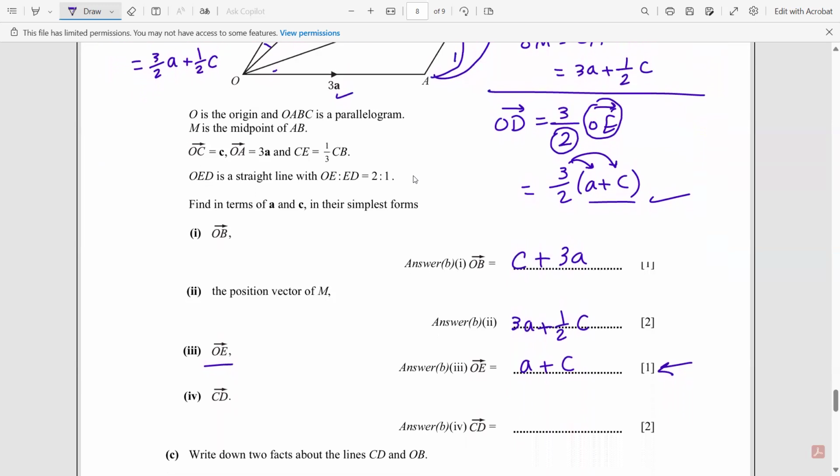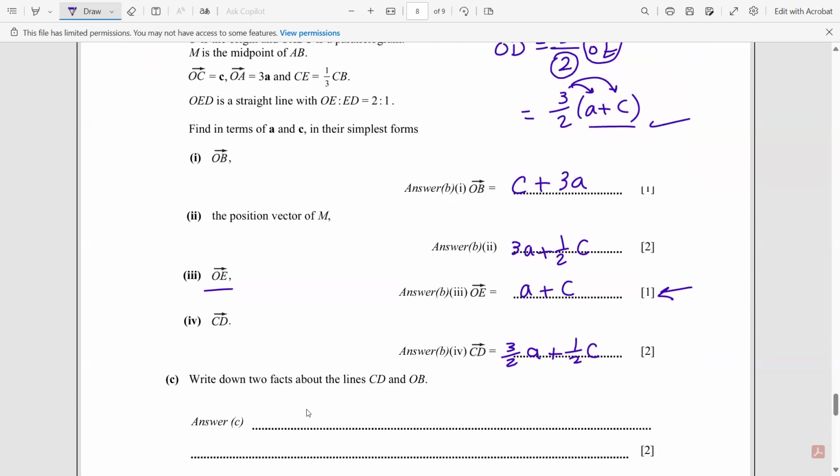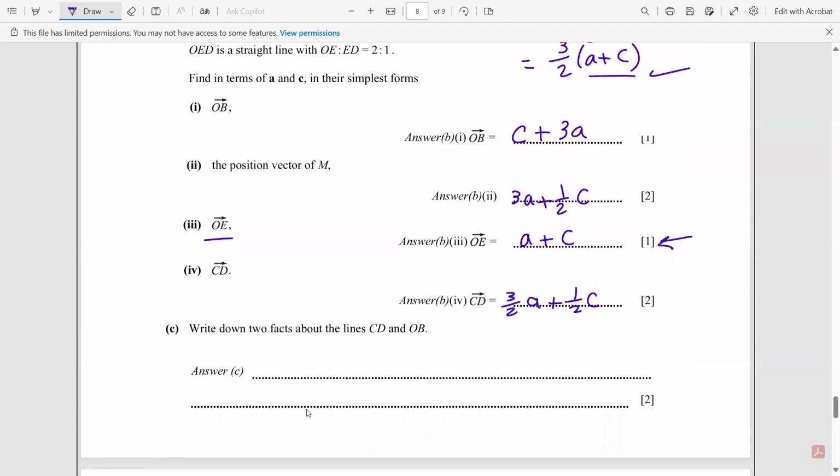Okay, CD is 3 halves A, I can write it here, 3 halves A plus 1/2 C. Write down 2 facts about CD and OB.